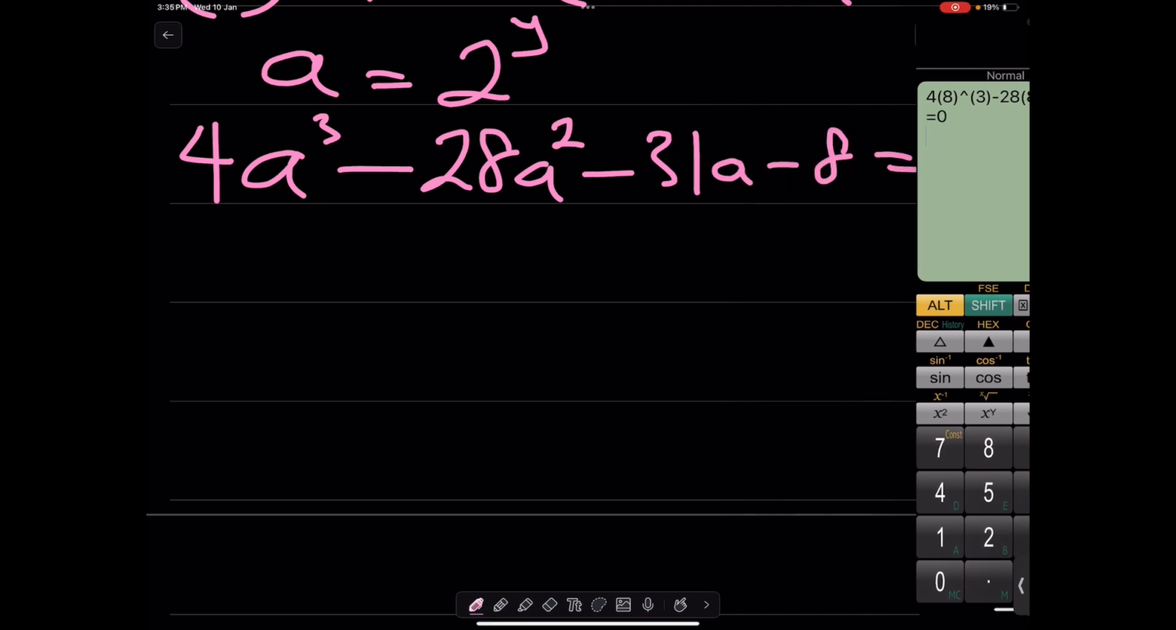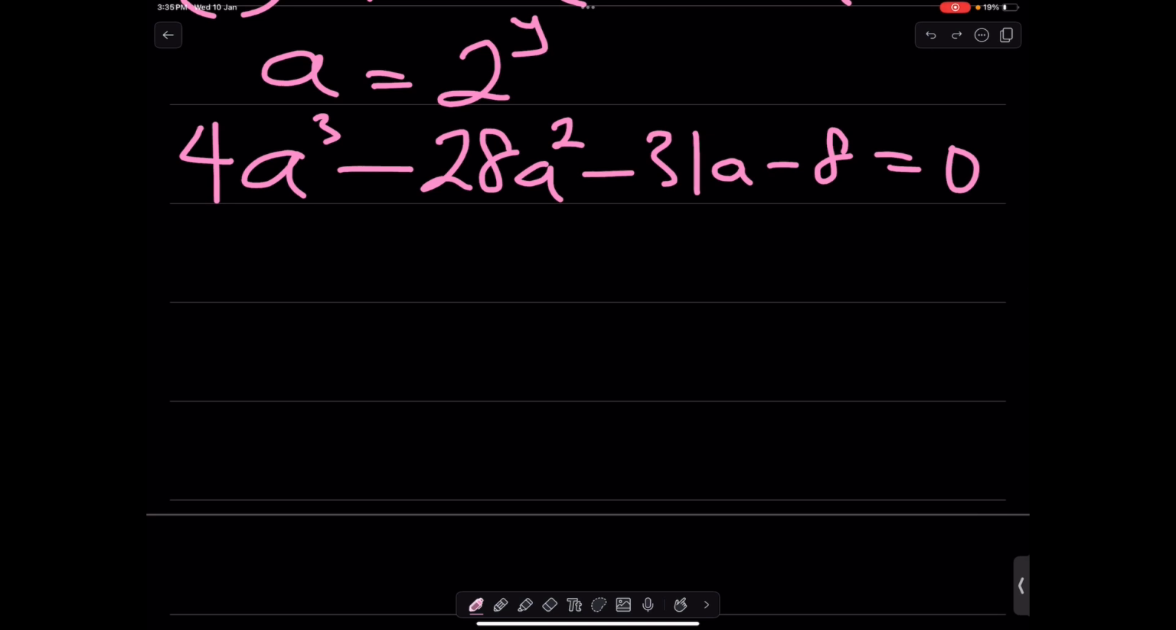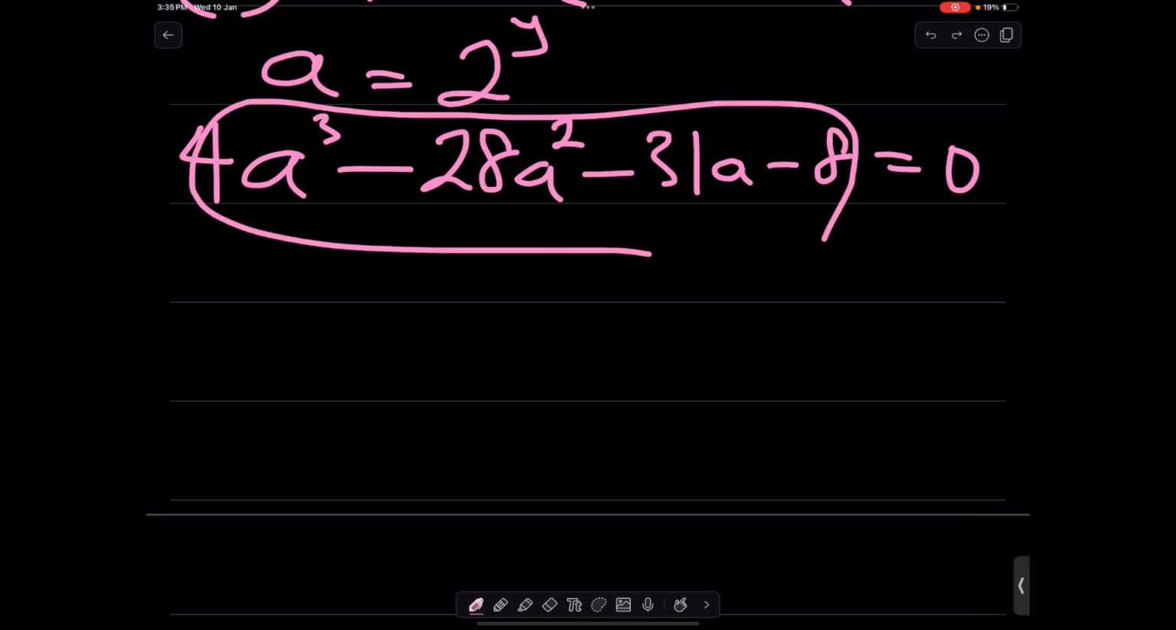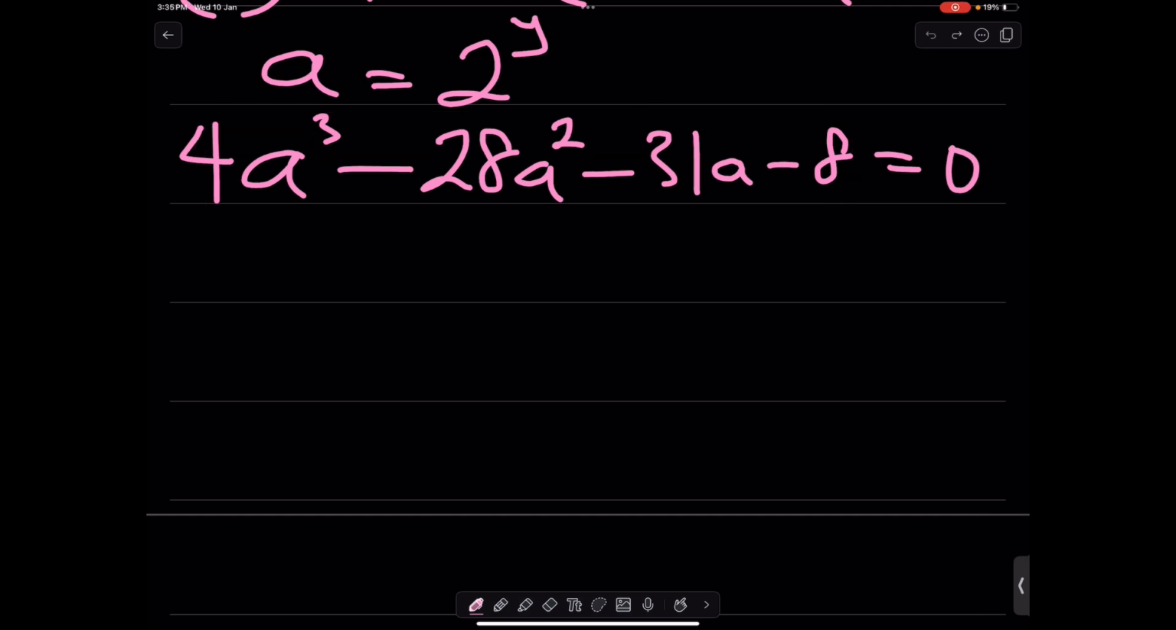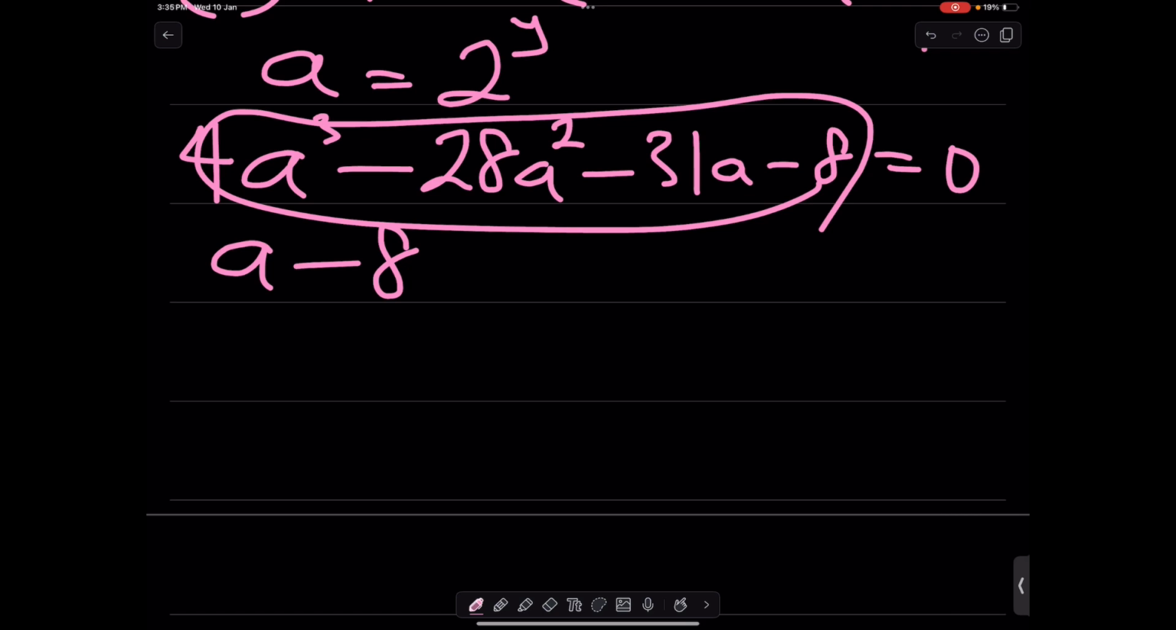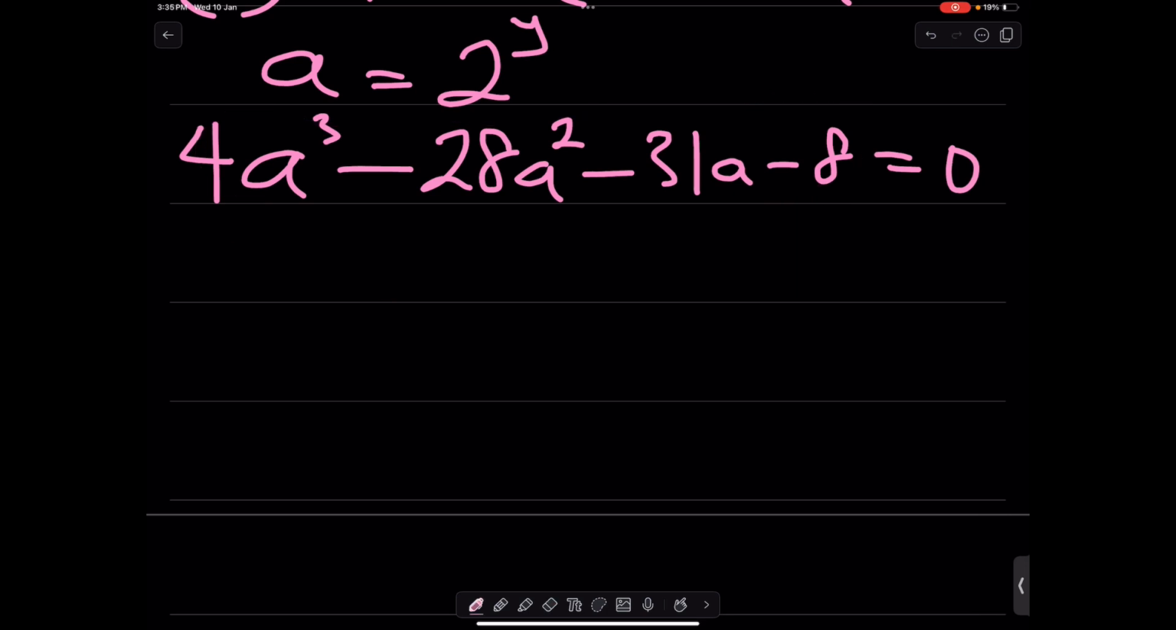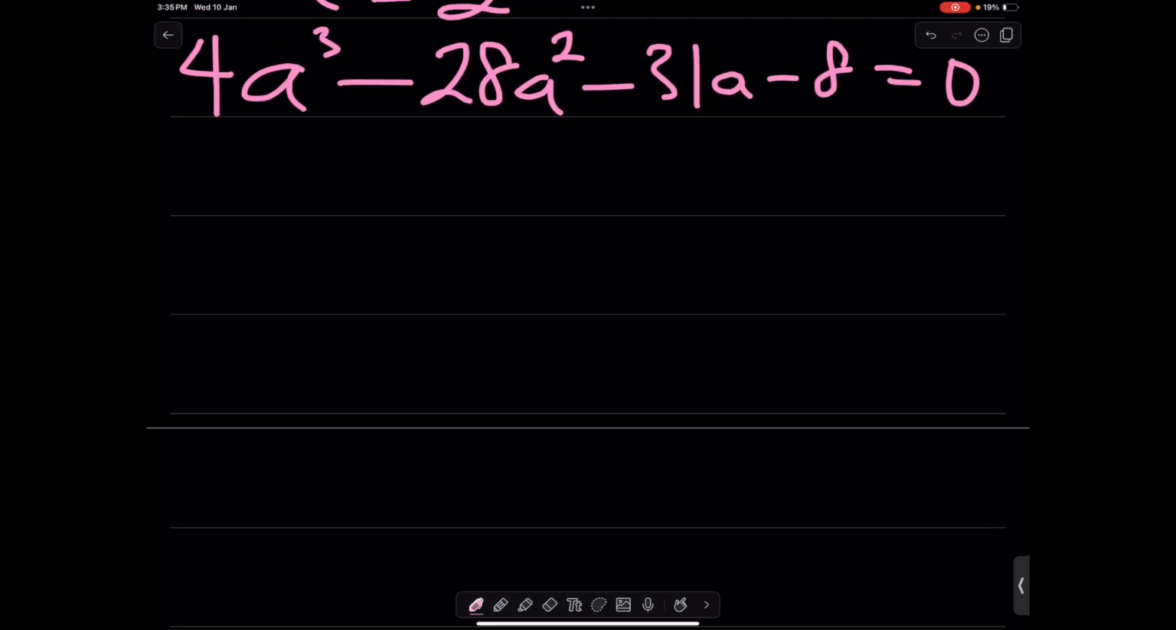That means 8 is a 0 of the polynomial 4a raised to power 3 minus 28a squared minus 31a minus 8, which simply means that a minus 8 is a factor of this polynomial. A minus 8 is a factor of a polynomial, and that simply means we can get the other factors by dividing the polynomial by a minus 8. And how do we do that?